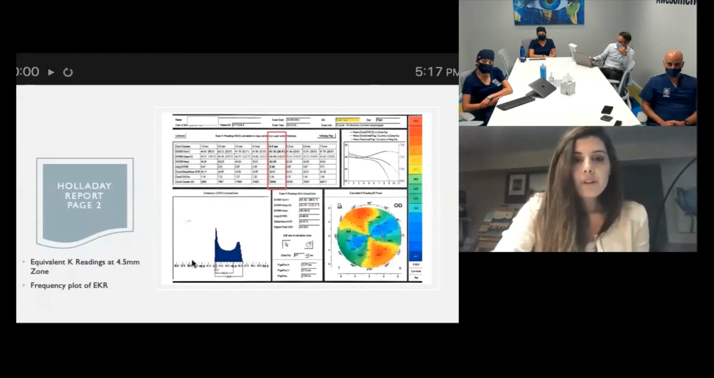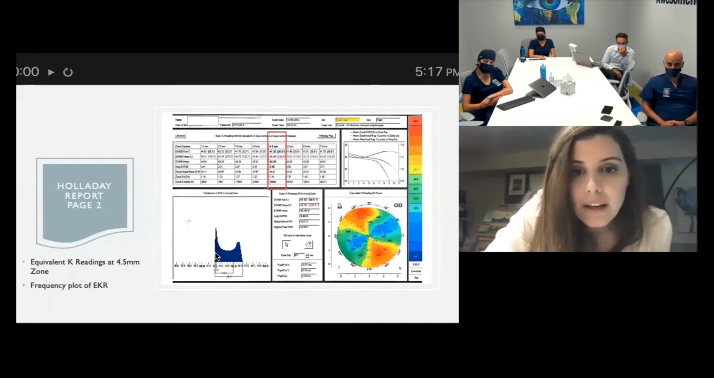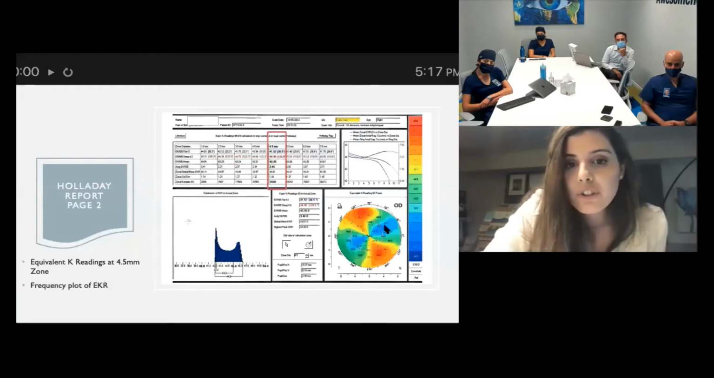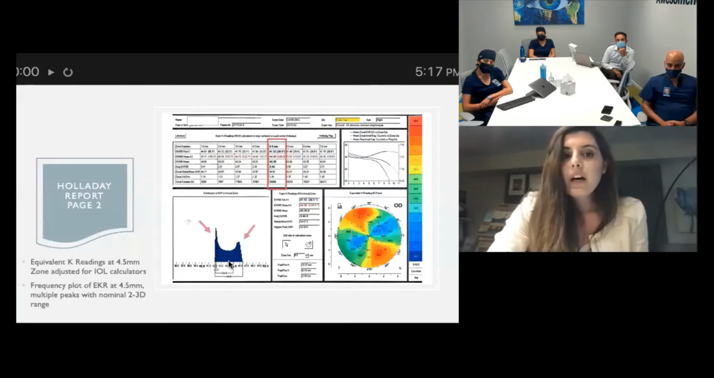And this is the other important graph in this report. It gives you the distribution of the EKR in the 4.5 millimeter zone. What that means is that it's looking at that red zone, and it's looking at where the patient is looking through that red zone. So here it's spiking at about 40 and then at about 46, which corresponds to the two axes of the astigmatism that you have here. And this is very normal when you have a very regular astigmatism, that you have two spikes. So seeing two spikes within a 3 diopter range of EKRs points to a very normal astigmatism that you might want to treat with a toric IOL.